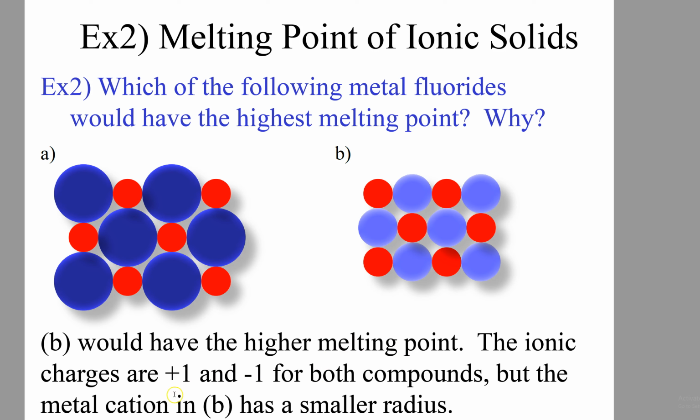But the metal, cation B, has a smaller radius, which means that the attraction is going to be greater. And because of that, you're going to have a higher melting point. So if I try to melt these two things down, one of them is going to be at a higher temperature than the other, B specifically.